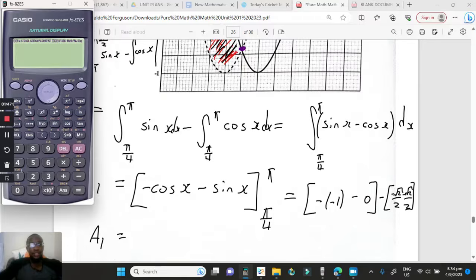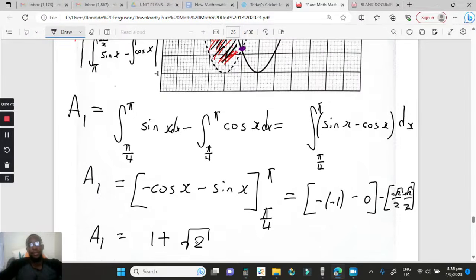So in the calculator now we have -1 minus in bracket -1, close that bracket. All of that is going to subtract, open bracket, it is now negative fraction button, square root 2 over 2, subtract fraction button, square root 2 over 2, close bracket. I'll get 1 plus root 2. So that's a1, 1 plus root 2.